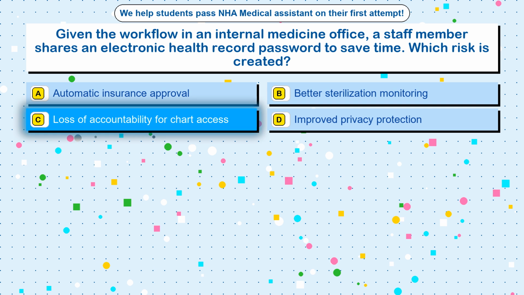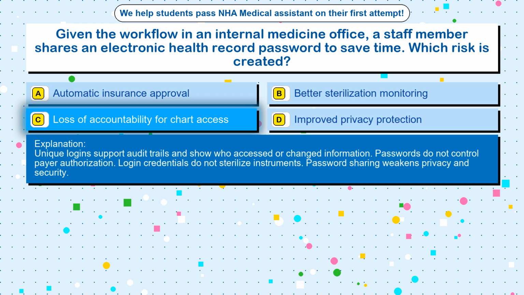Loss of accountability for chart access. Unique logins support audit trails and show who accessed or changed information. Passwords do not control payer authorization. Login credentials do not sterilize instruments. Password sharing weakens privacy and security.